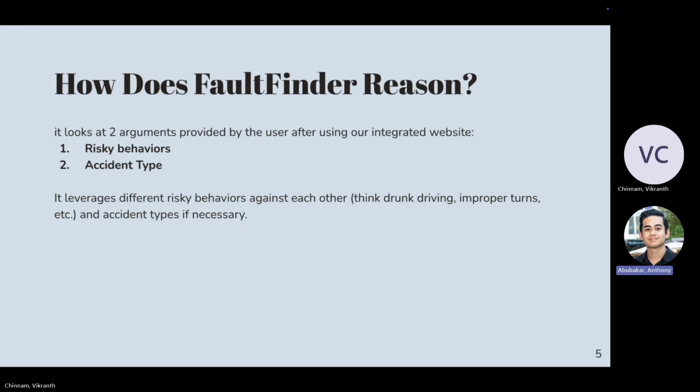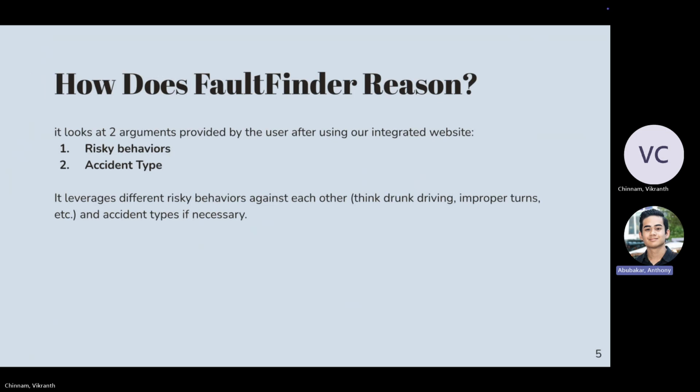So how does FaultFinder reason? We're going to go over how the reasoning itself works for SCASP. It looks at two main arguments provided by the user using the integrated website: the risky behaviors and the accident types. Risky behaviors could be, say, drunk driving, improper turns, etc. We had to look at each one of these and use induction and reasoning to assign a value to each risky behavior and put them up against each other, in case both parties in the accident had risky behaviors.